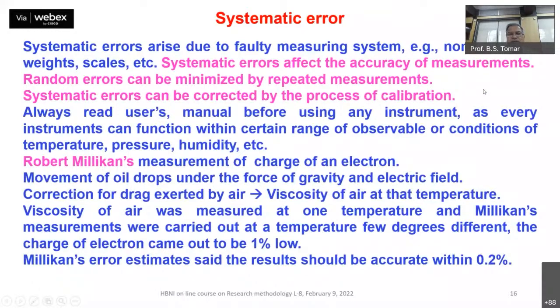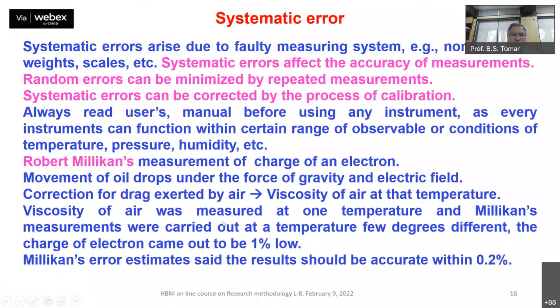You determine the accuracy of your system by doing the calibration. You take a standard and do the experiment with the standard, and see how far your measured value is from the true value. Therefore, you have to always read the user's manual before using any instrument, because every instrument can function within a certain range of observables, or there may be certain conditions. Everywhere, do read the manuals whenever you are handling an instrument.